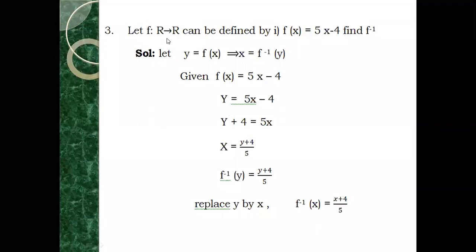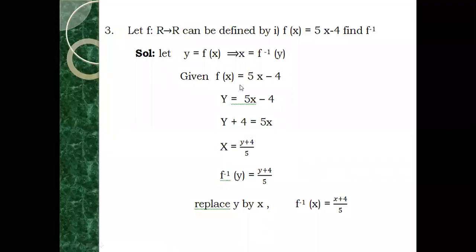So let f map R to R be defined by f of x is equal to 5x minus 4. So here the given function for f is 5x minus 4. We have to find f inverse. So let y is equal to f of x. So the given function can be equal to y. From that, x is equal to f inverse of y.